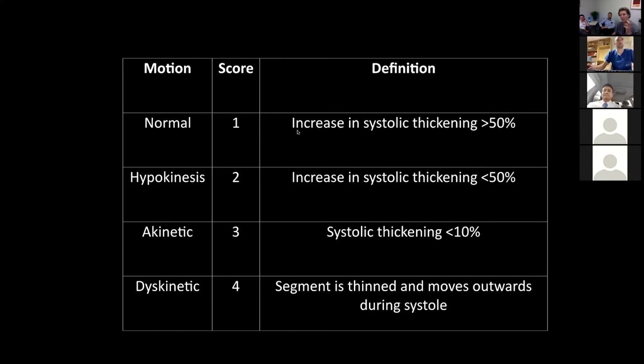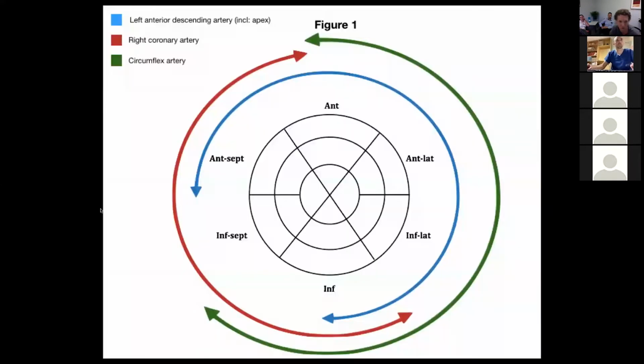And that's based on whether its thickening fraction is less or greater than 50%. Akinetic is not moving really, and dyskinetic is moving in the wrong direction during systole. So just try and have those labeled in your heads. Two ways to try and remember.